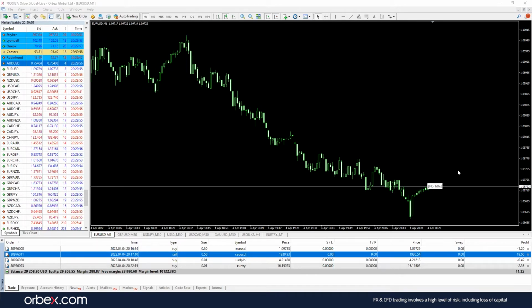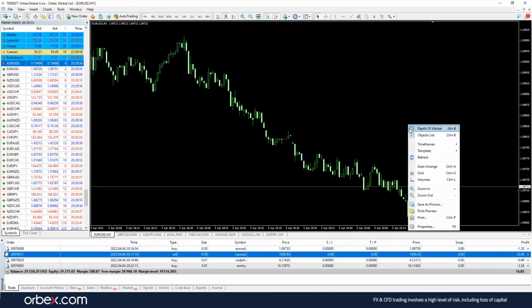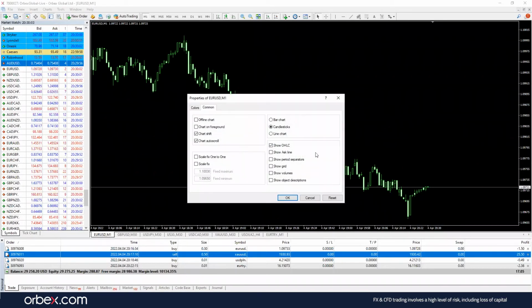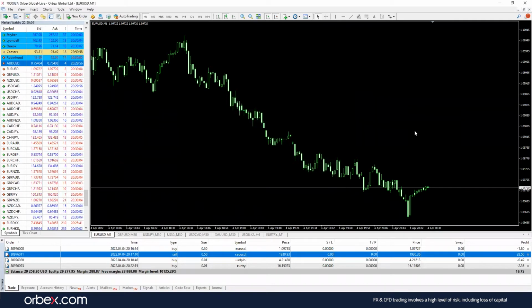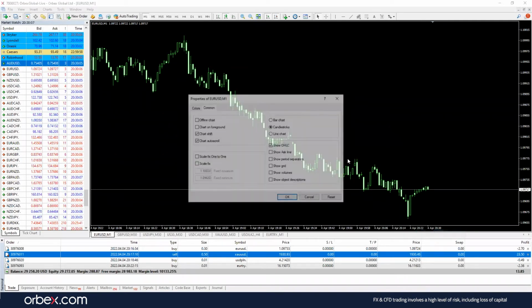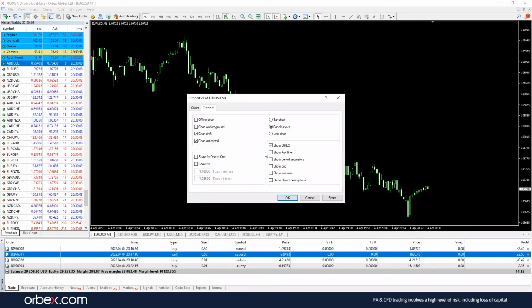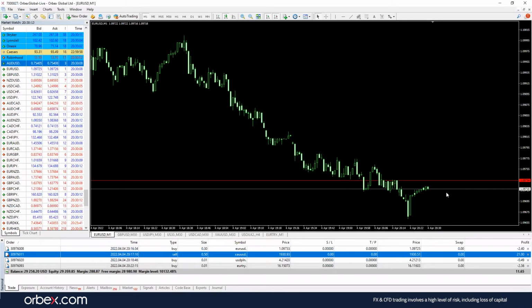Now, where are these prices? Well, the bid line is always visible on the screen unless you want to take it off. Now, the ask line is found if you right click, go to properties, and then click here, show ask line. So at the moment, this ask line and bid line are moving in tandem, but there's a gap in between, and this is called the spread.